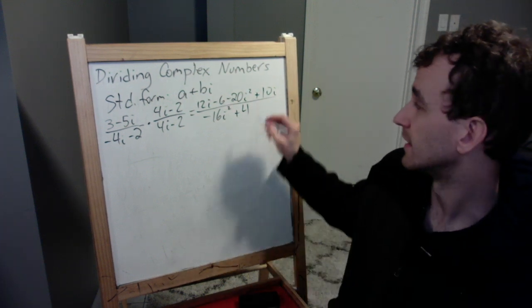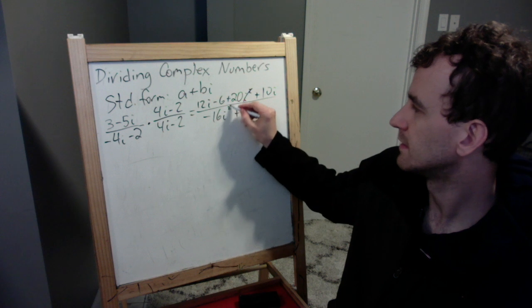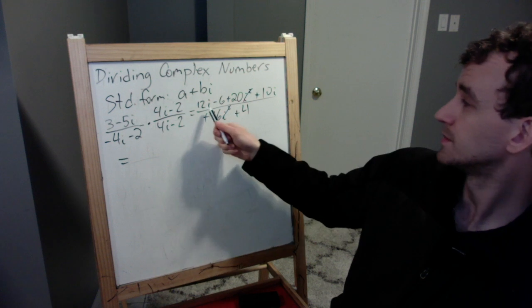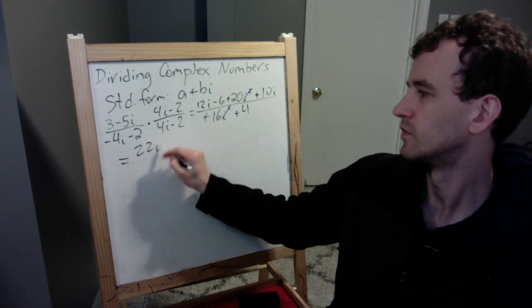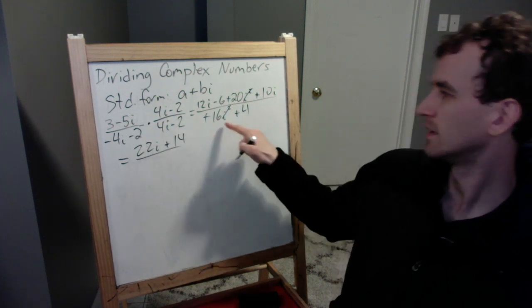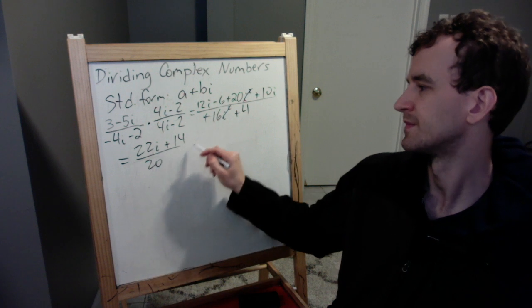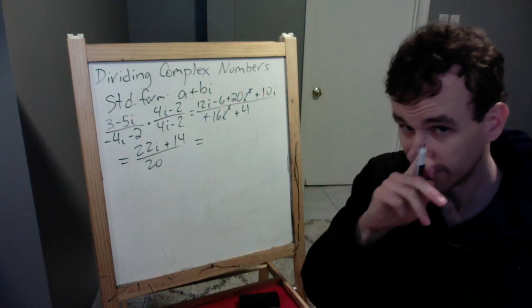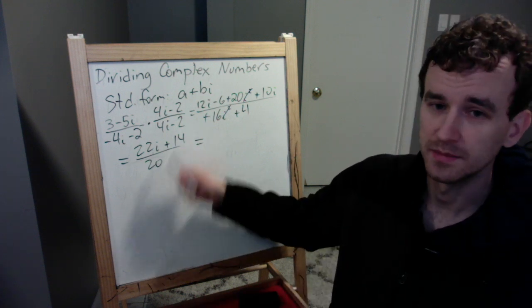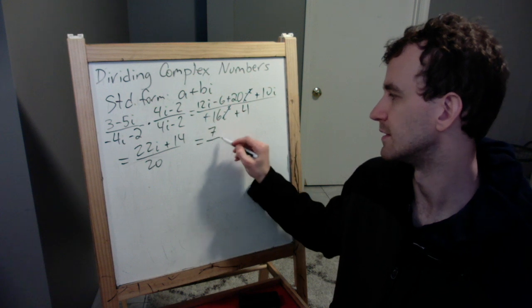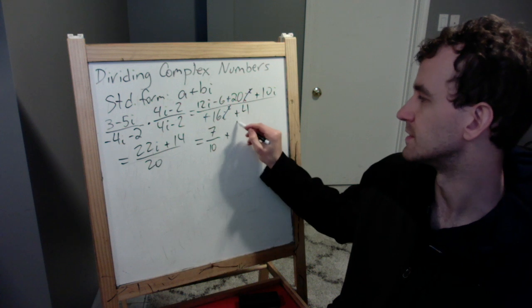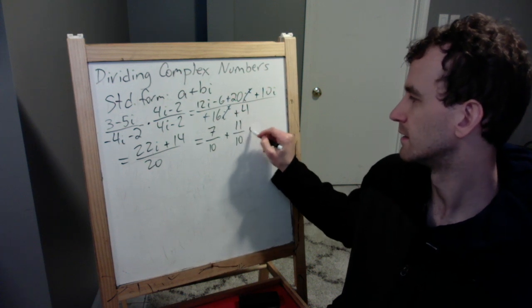Then my i squareds are negative 1, so this goes away and becomes plus 20. This goes away and becomes plus 16. When we combine our like terms, we've got 22i in the numerator plus 14 over 16 plus 4 is 20. Then we want to put that in standard form, so real first, imaginary second. And we also need to reduce fractions anytime. They're 14 over 20. Both of those are divisible by 2, so that reduces to 7 over 10. 22 over 20 are also both divisible by 2. That reduces to 11 over 10, and that is imaginary.